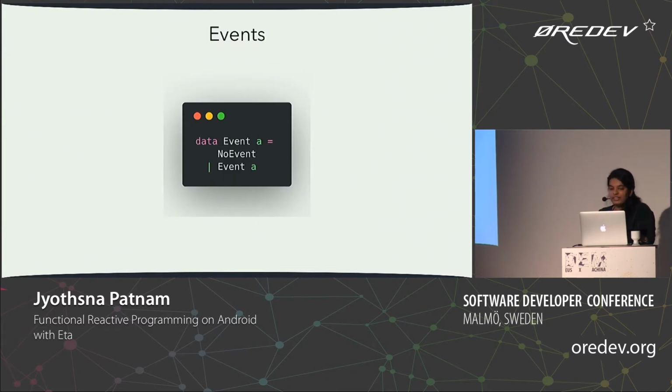This is the data type from the Yampa library itself called event, which can either be a no event or event A. That is, no event is when no event is fired at all, and event A takes in some data which actually tells you what exactly is happening when the event took place.